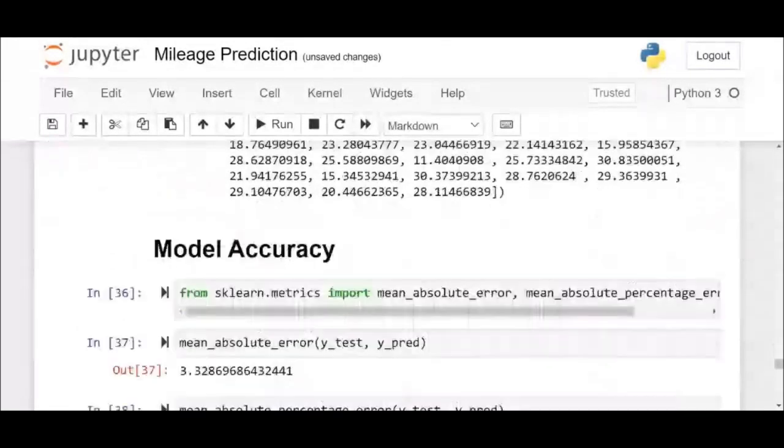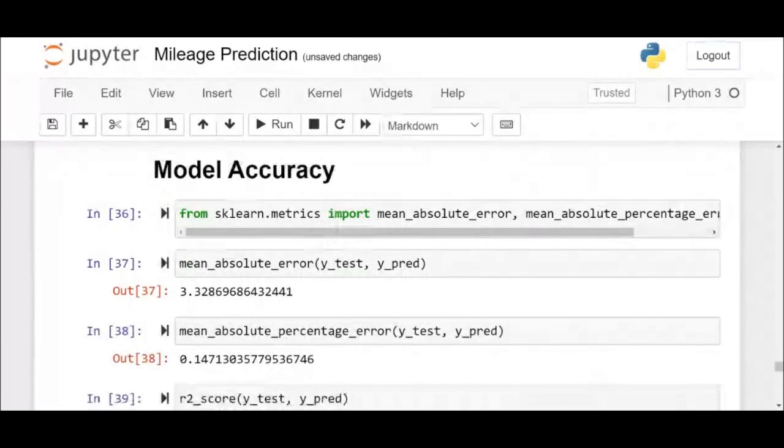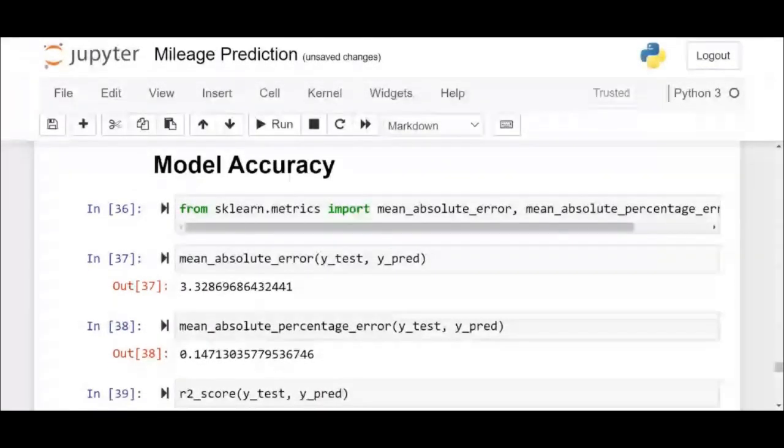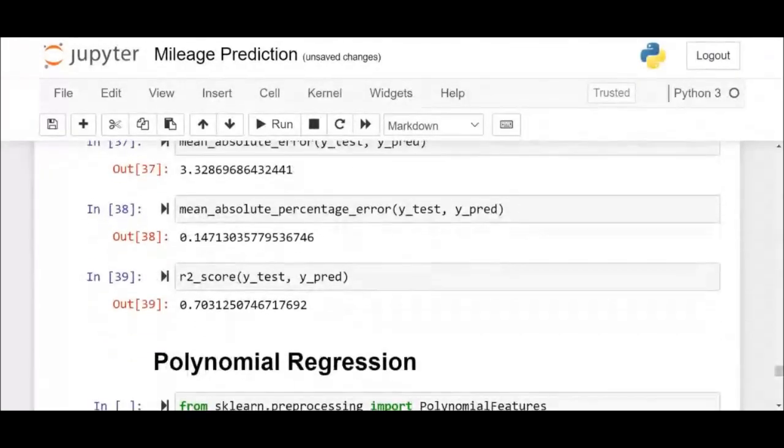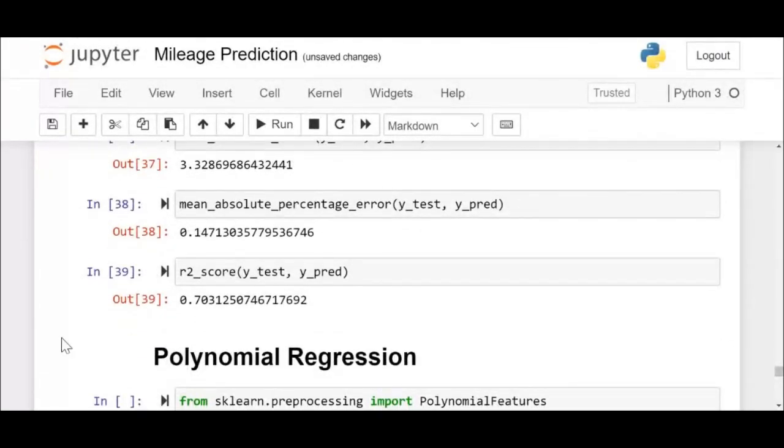Then we compare our predicted values with the actual y test and find out that the mean absolute error is 3.32, the mean absolute percentage error is 14.7, and R square, the overall explainability of our model, is around 70. So R square tells you the overall explainability of your model, how much variance it is able to explain.